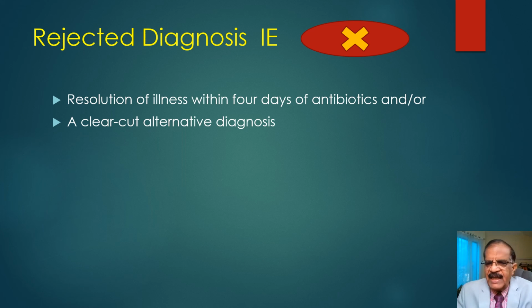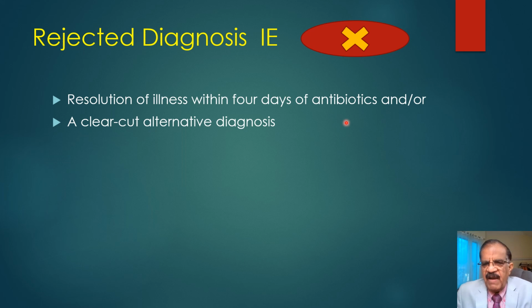So finally, the rejected diagnosis. You were working on the diagnosis, but suddenly something came up that tells you that this is not endocarditis. There are 2 conditions where you can reject the diagnosis. One is resolution of illness within 4 days of antibiotic therapy. You know, endocarditis is a very hard nut to crack. So if somebody's all symptoms resolve in 4 days, I'm not just saying the patient becomes afebrile, because with analgesia he may become afebrile, but if his condition completely normalizes, then I think the diagnosis of endocarditis is very, very unlikely because we don't expect that fast response.